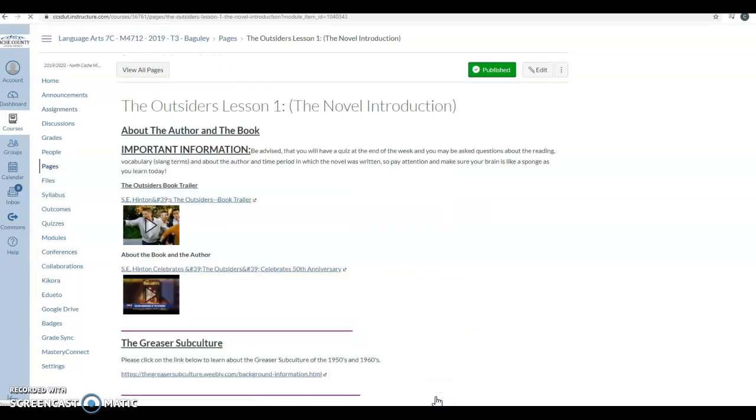Instead, we're going to click next, and next we are going to be taken to the Outsiders Lesson 1, the novel introduction. And what you're going to find here is some information about the author and the book that we're going to be reading next. And this will take about 3 to 4 weeks to complete this unit. So we're going to be spending the rest of April on it and the first, maybe the second week in May, depending on how fast things go. So what you're going to find here is the book trailer. If you click on it, it's going to give you an introduction to the book. And the second thing you're going to see is a short video that has information about the author, and it celebrates the 50th anniversary of the book.